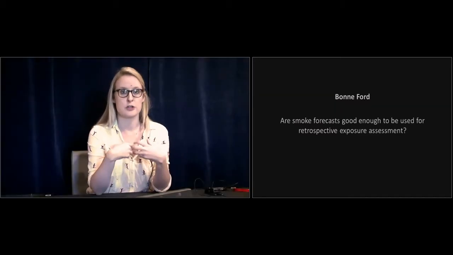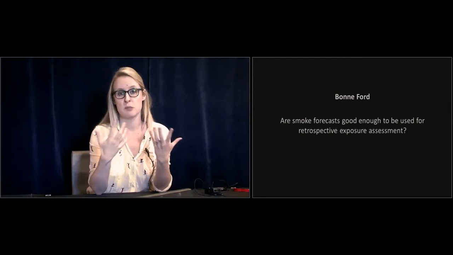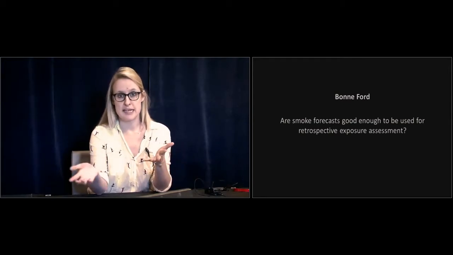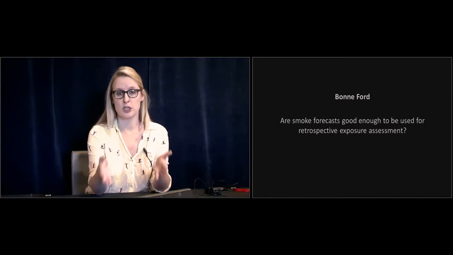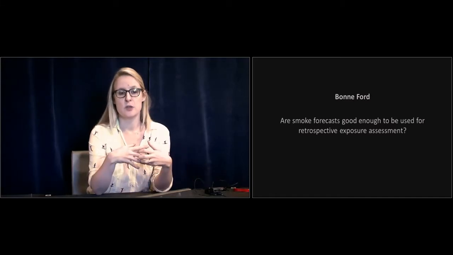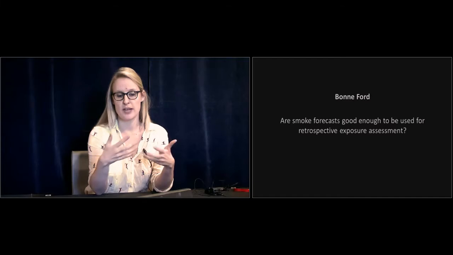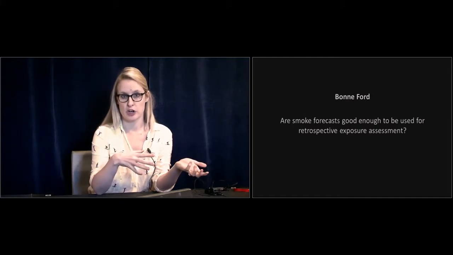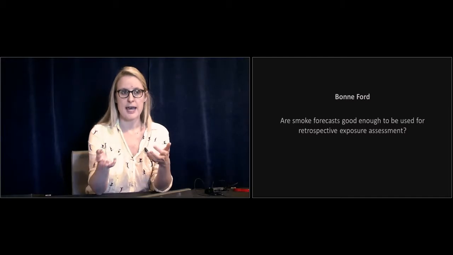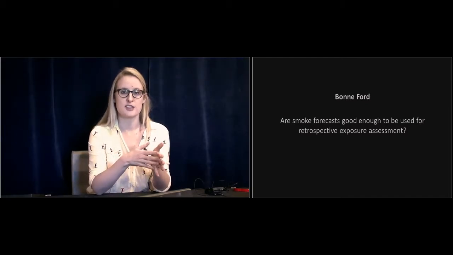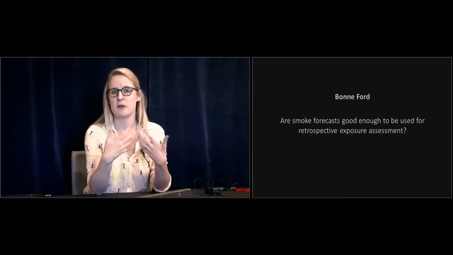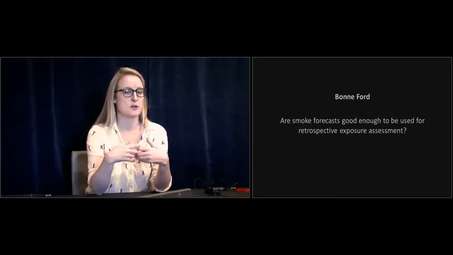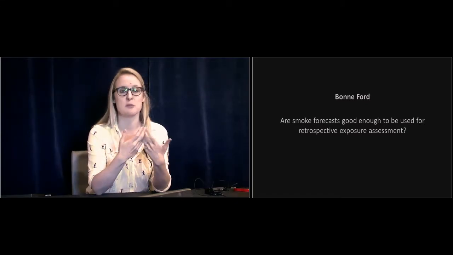So smoke forecasts are usually trying to predict where smoke is going to be in the future, but studies have used them to look at past events. They've used some of these forecasts and then tried to use them to say that that's actually where smoke occurred. So it can be used. However, smoke forecasts are really difficult. It's difficult to predict where fires are going to be, so it's also going to be difficult to predict where smoke is going to be.